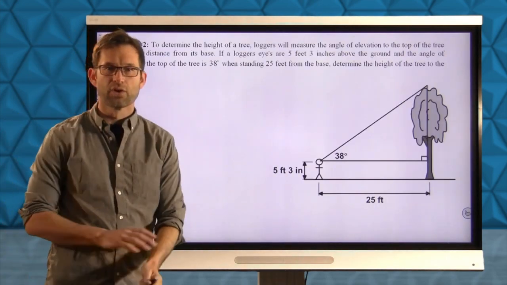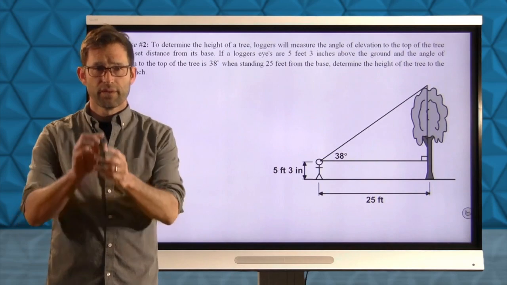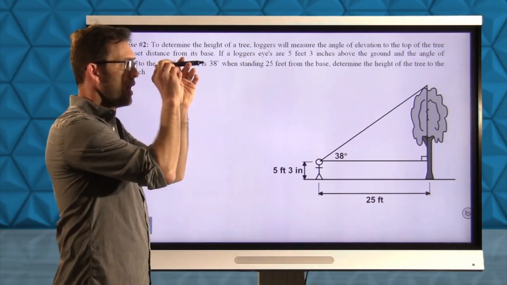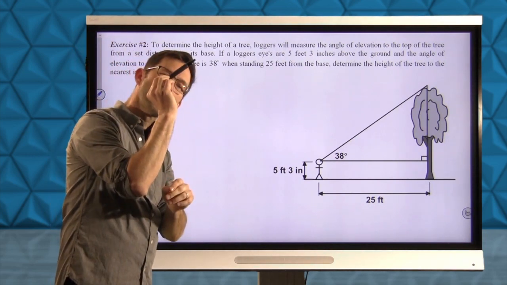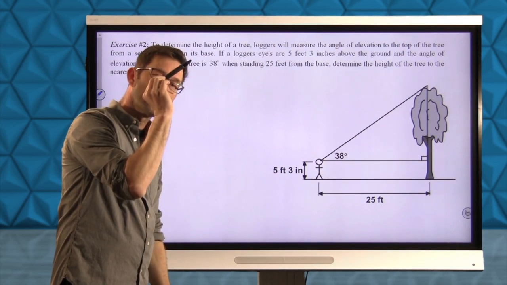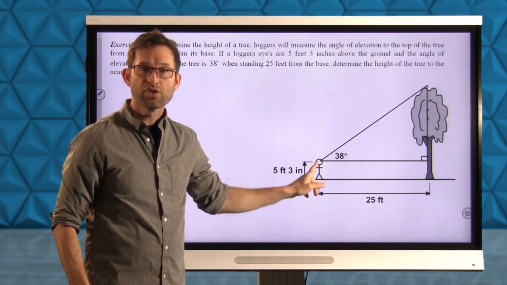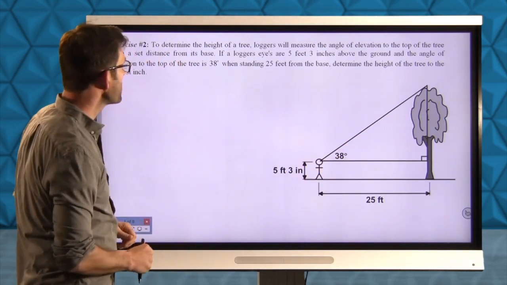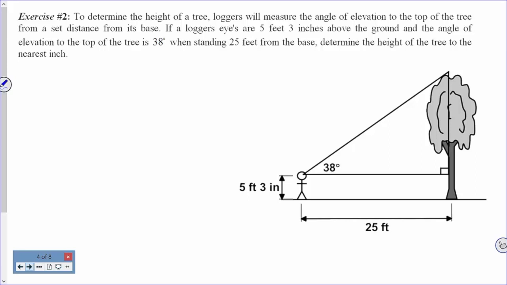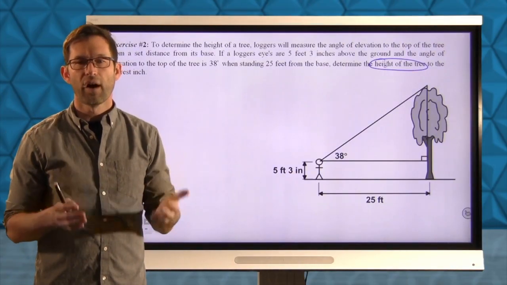All right, we've got a person in a tree. And this is kind of classic. A person goes out, 5'3", and they take a spotting scope and they can elevate it so that they're looking at the top of a tree. Then they can look at the angle of elevation to the top of the tree. In this case, standing 25 feet away from the base of the tree, the angle of elevation from the person's eyes up to the top of the tree is 38 degrees. What this problem asks us to do is to figure out the height of the tree to the nearest inch. I won't read through the entire problem because I pretty much just laid it out for you. We need to find the height of the tree.